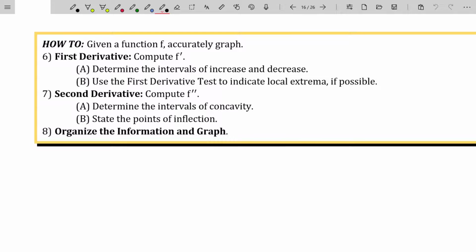Then you'll compute the second derivative, and you'll determine the intervals of concavity. It's concave up if the second derivative is positive, it's concave down if the second derivative is negative. You'll state the inflection points. That's where the signs of the second derivative swap, as long as the function is continuous. You'll organize your information and graph.